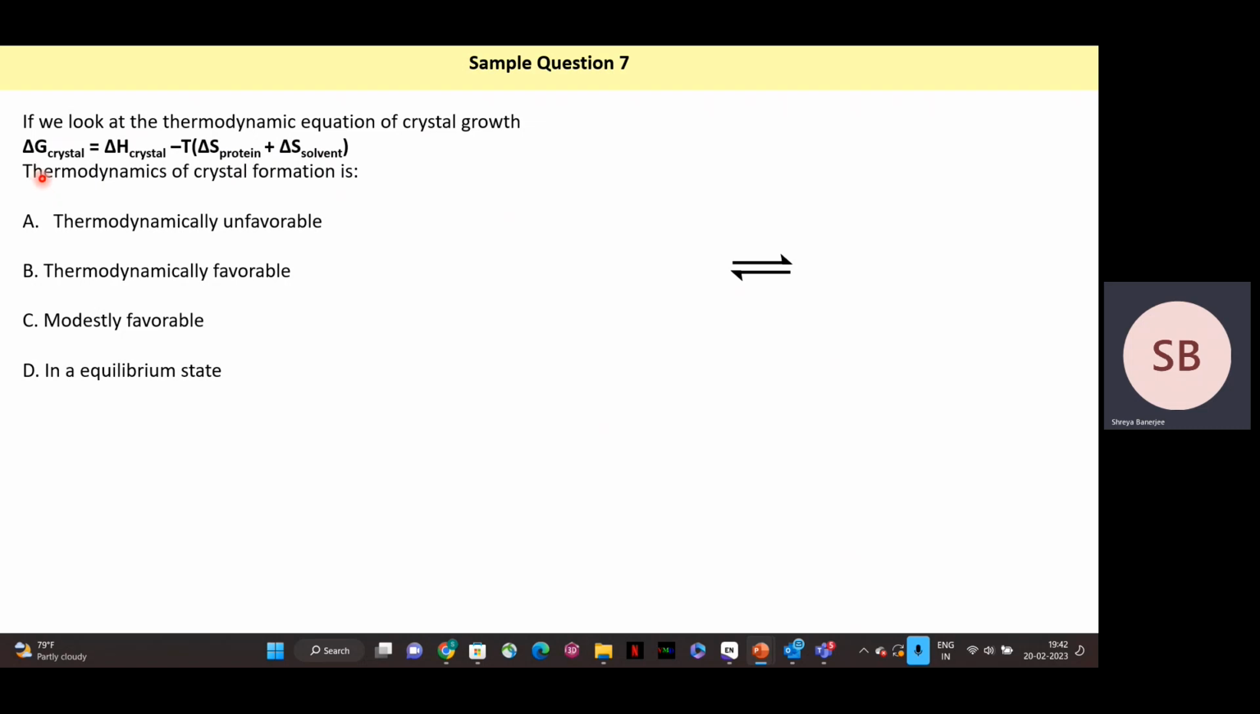So which is correct about the thermodynamics of crystal formation? So the correct answer is C. That is, it is modestly favorable.